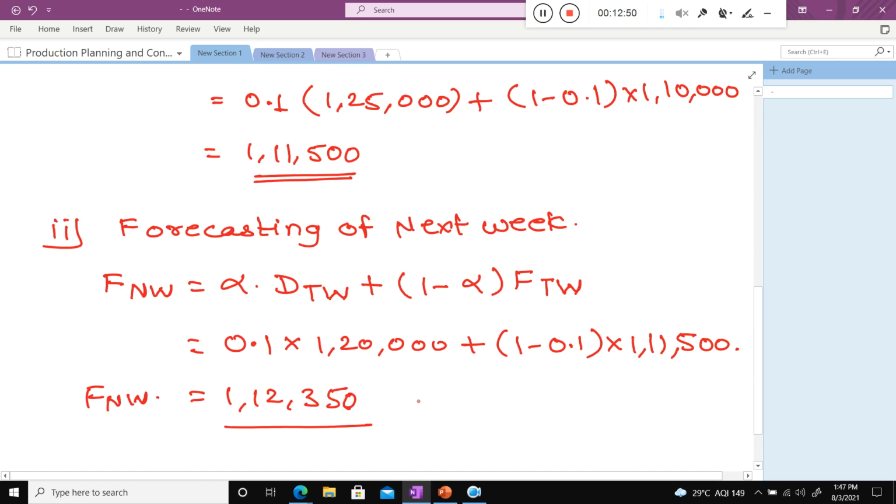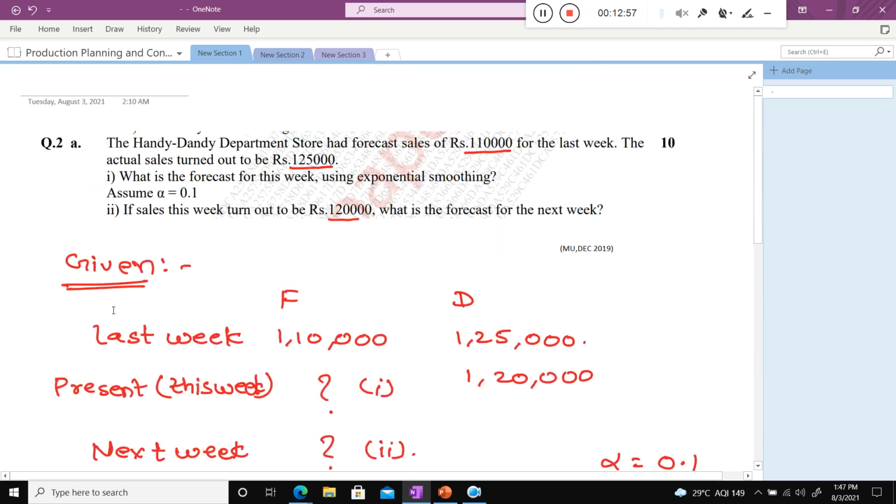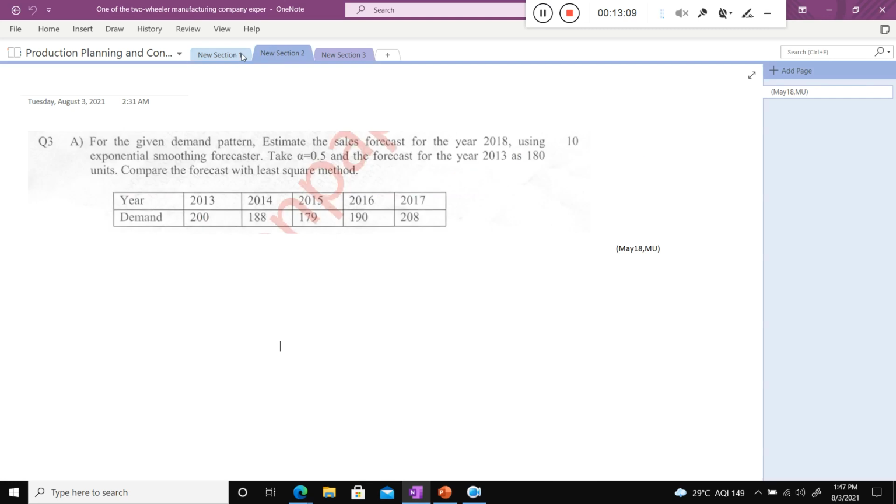So is there any doubt in this numerical, class? This was a 10 marks numerical in the 2019 Mumbai University exam. This type of numerical will be there in your main exam, and I will give it in your unit test also.